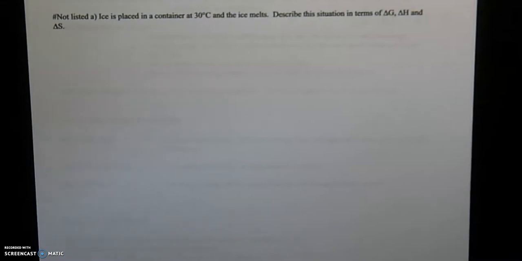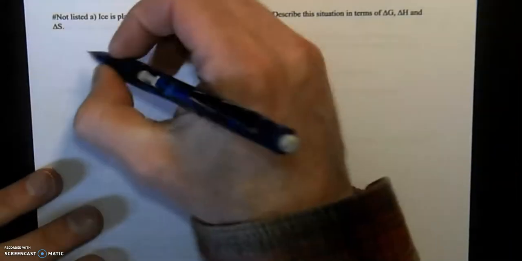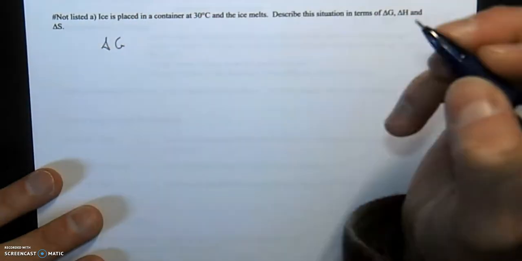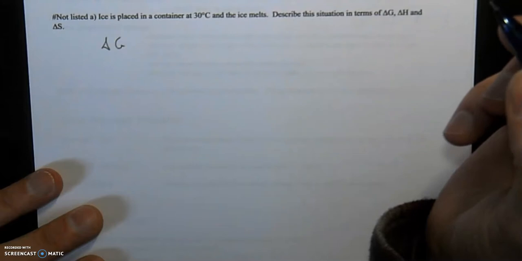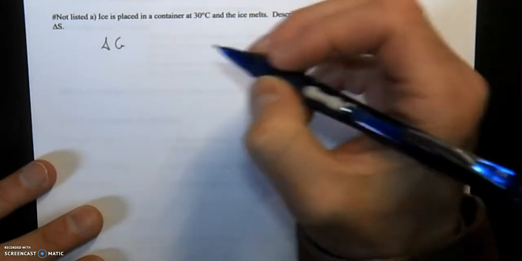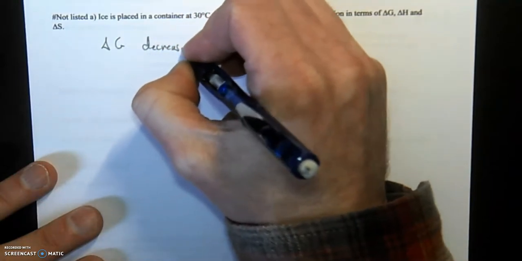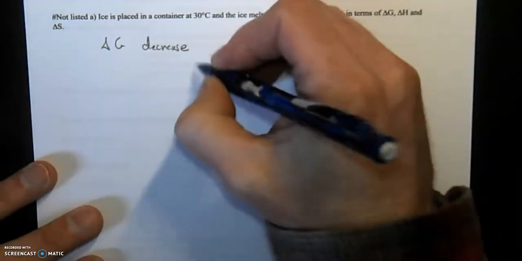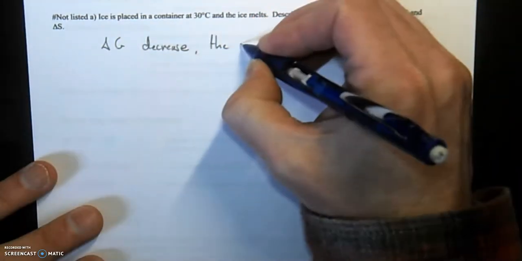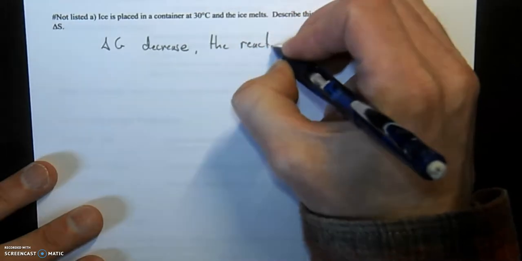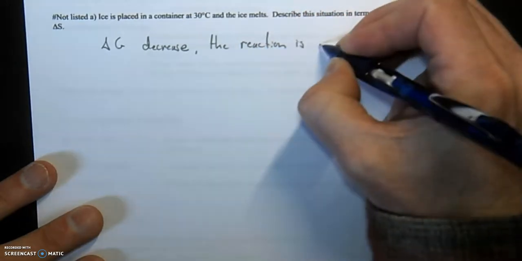Ice is placed in a container at 30 degrees Celsius. It melts. I would think so. Describe the situation in terms of delta G, delta H, and delta S. This would be a really good FRQ type question. Delta G, what would you expect? I would expect that value to decrease, or become more negative, because the reaction, we'll call it a reaction, is spontaneous.